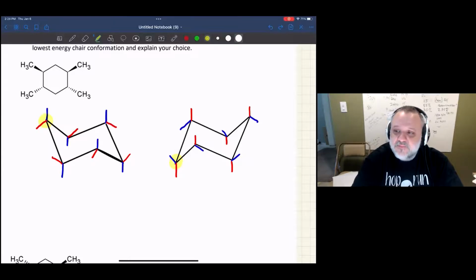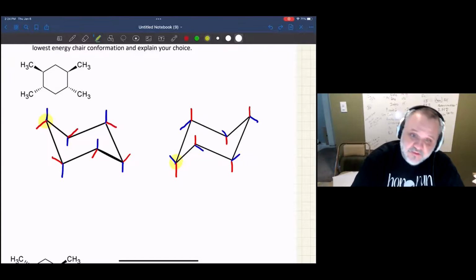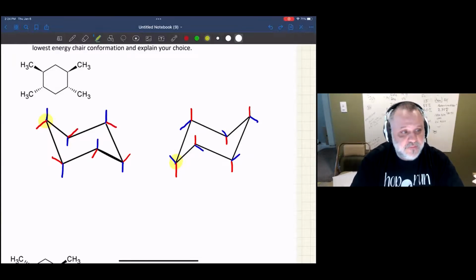And so what students often get confused about is that there are two separate concepts. The concept of axial and equatorial, that's one concept. And the other concept is up and down. They're different, they're separate concepts. There are both up and down axial bonds. There are both up and down equatorial bonds. If a bond was up in the chair flip, it'll still be up. It just goes from axial to equatorial or vice versa.